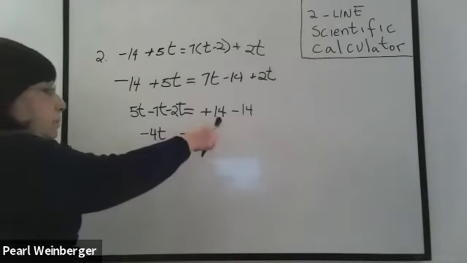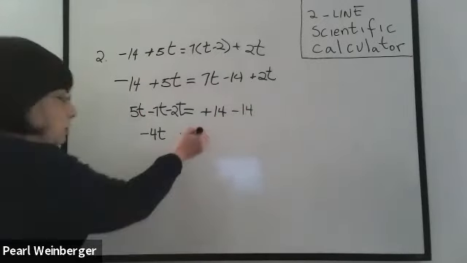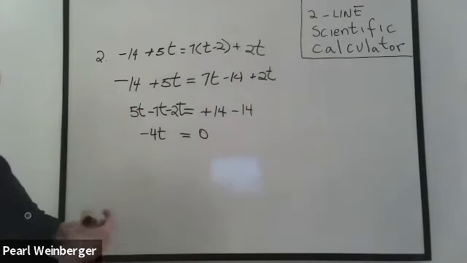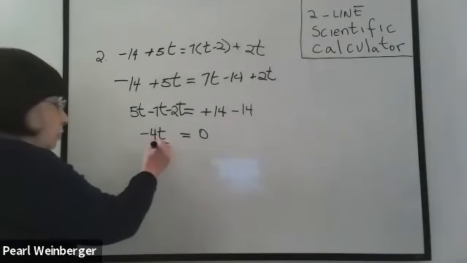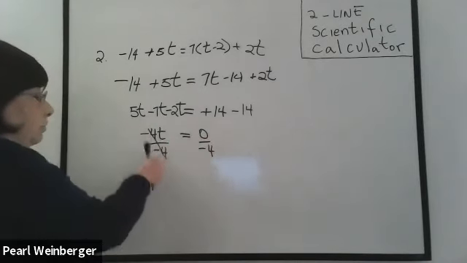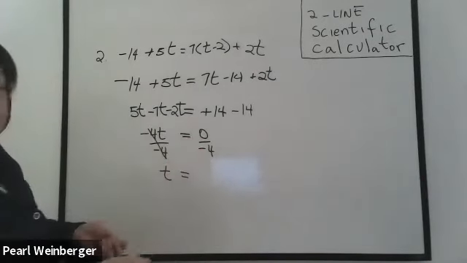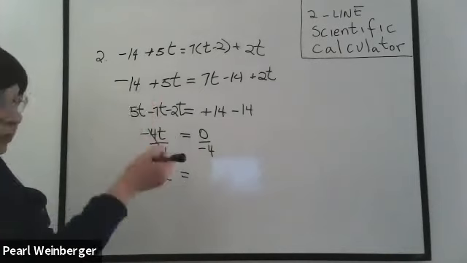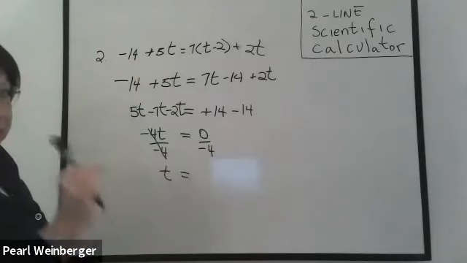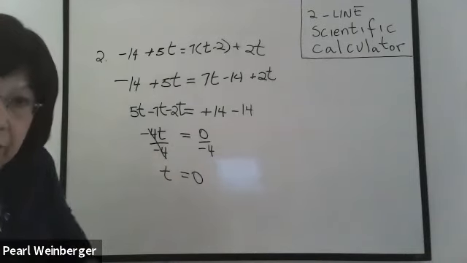On the other side, I have a positive 14 and a negative 14. Obviously, that gives me just 0. And my final step is to divide by the coefficient of the variable, which is the negative 4. And that gives me t on the left side. And 0 divided by any number, doesn't matter what you're dividing by, as long as it's not a 0 in the denominator, is 0. And again, we got the same exact answer: t equals 0.